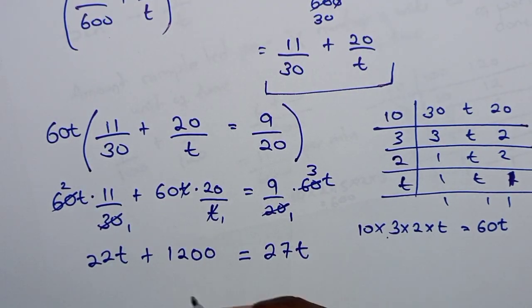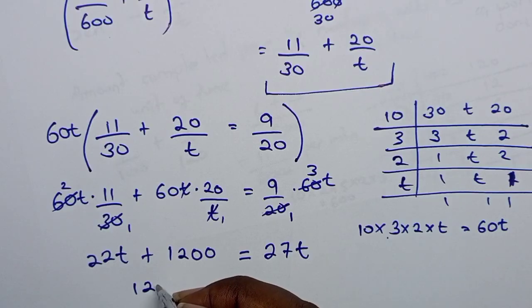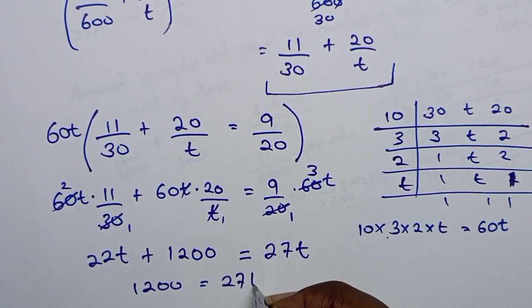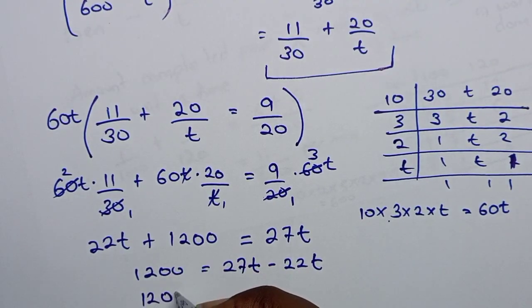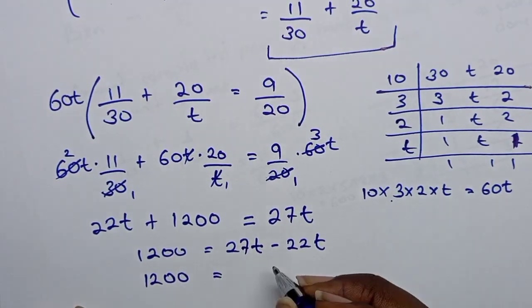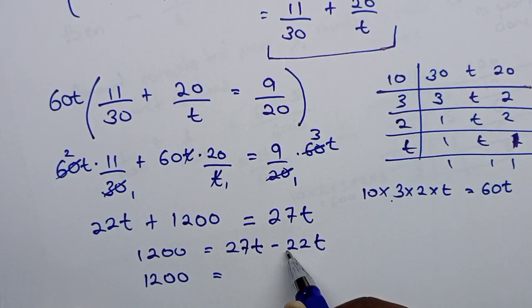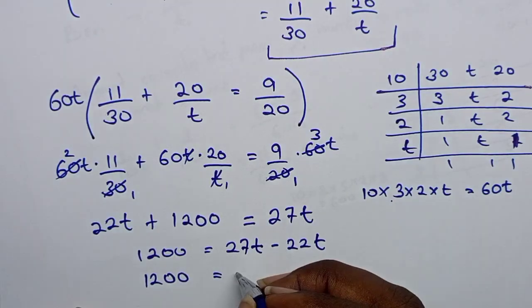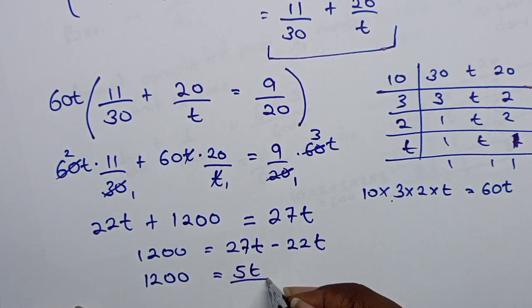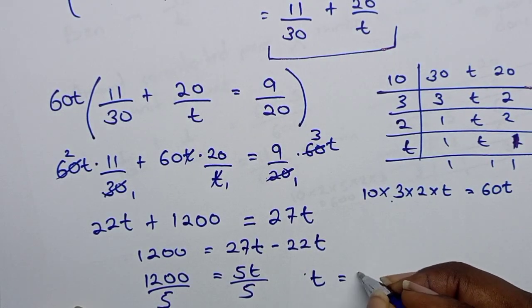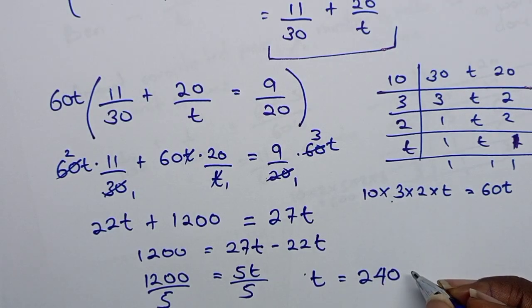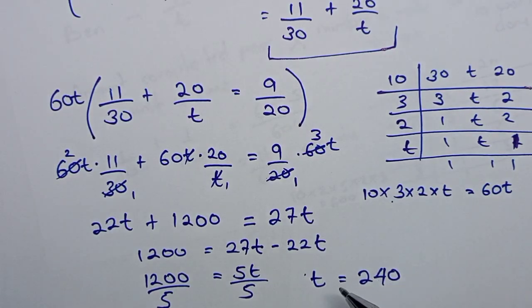So we collect like terms. We take this 22 to this side. So we have 1200 being equal to 27t minus 22t. So we have 1200 being equal to 27 minus 22 is equal to 5. So we have 5t. Divide both sides by 5. And therefore, t is equal to 240. Remember, we said that t represents the number of minutes that Ben takes to complete the whole job.